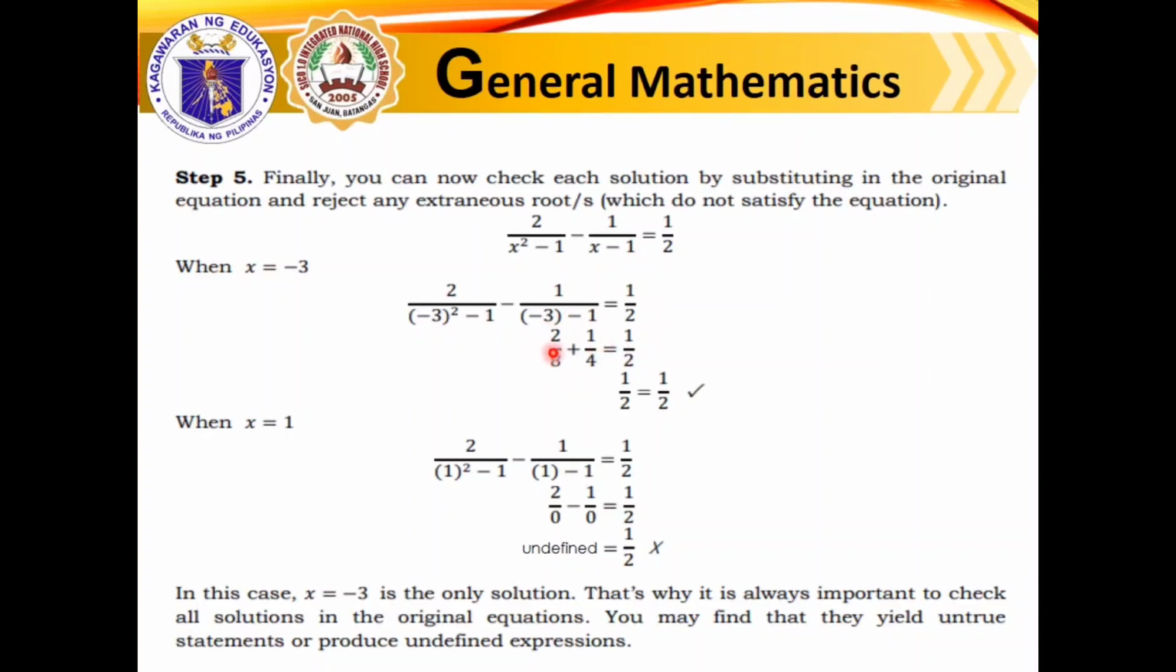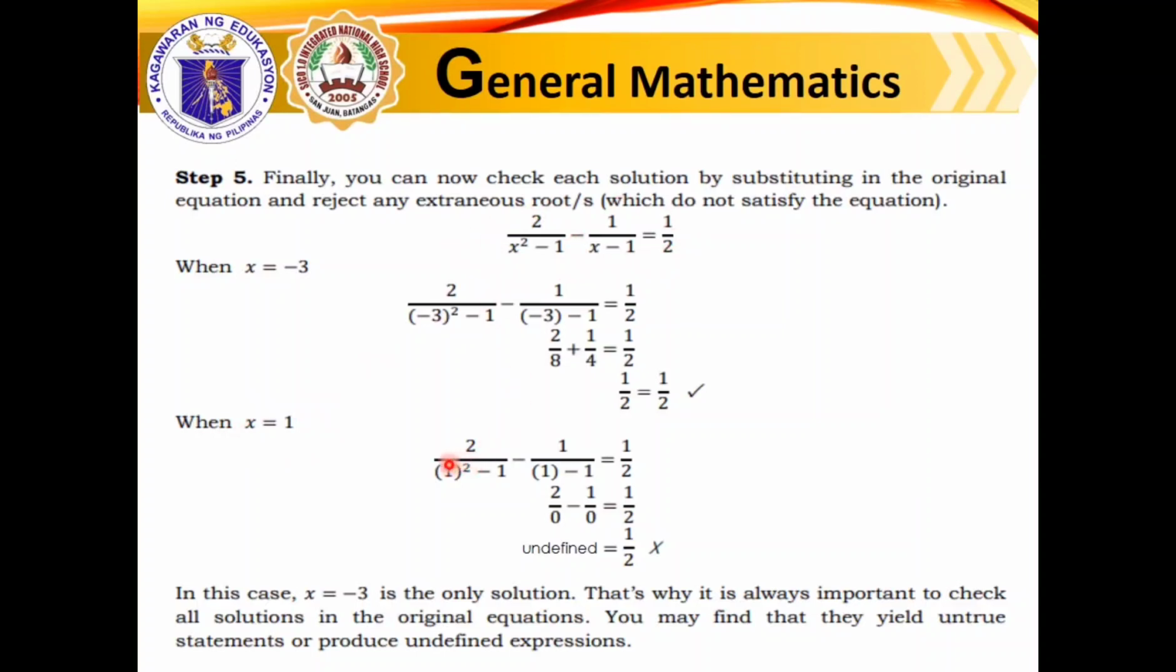Then simplify this term. So 2 over 8 plus 1/4 is 1 half. 1 half equals 1 half. So the value of x equals negative 3 is correct. So it is a solution. Next, x equals 1. Okay, let's substitute the value of x equals 1 into the original equation.